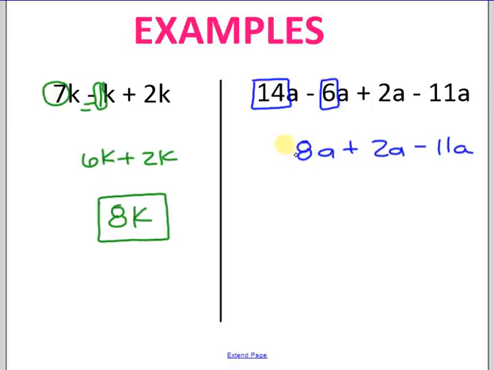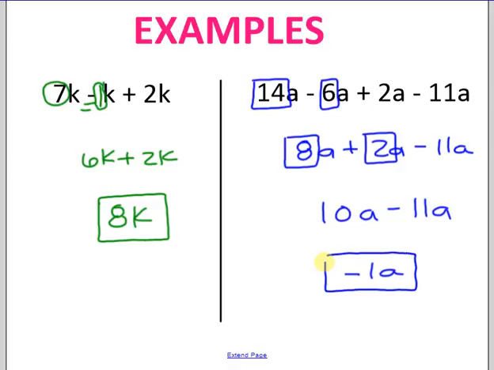Okay, now I'm going to take my next set of coefficients. 8 plus 2, that's 10a minus 11a. All right, 10a minus 11a is negative 1a, which is an acceptable answer, but the cleaner answer is that 1 should be negative. The cleaner way to write it is negative a.